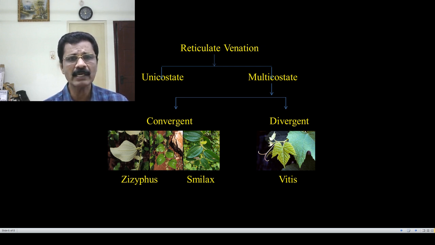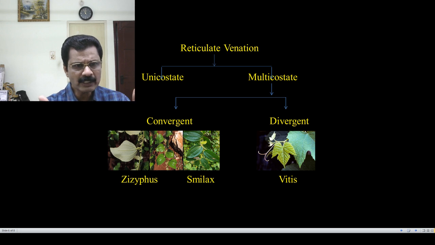In the case of multicostate reticulate venation, you can see several main veins. One is convergent type. That means they tend to move to a point. See, in the case of Ziziphus, here three main veins are there, and they tend to move towards the tip. That type is called convergent type. Examples: Ziziphus and Smilax. That is also reticulate venation. The only thing is it is convergent. They tend to move towards one point.